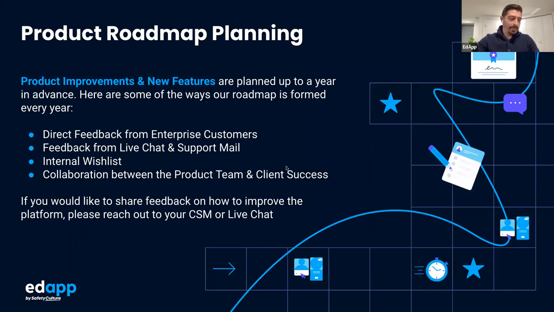All right. Before I get into all that, I just wanted to talk about where our roadmap comes from. We, from the client success team, work pretty much hand in hand with our product team to form a roadmap. We actually have probably the first two quarters of next year pretty much lined up already. A lot of these features come from direct feedback from you, our customers. Some of it comes from our support mail or live chat, and then some collaboration between us and our product team to form the roadmap, which is formed probably six months to a year ahead of time, which is pretty cool. But if you guys have any feedback or any ideas on new features or any way to improve the platform, please reach out to either your client success manager, live chat, or support mail.